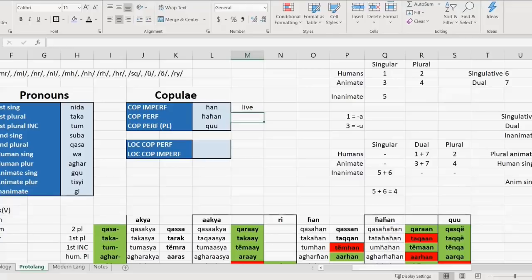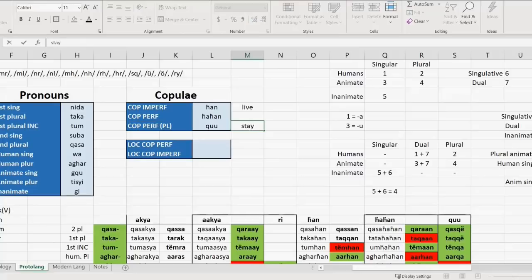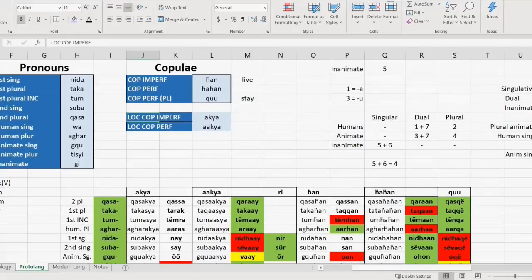Something along those lines. But then this would be an entirely different verb root that's just used for when the subject is plural. And it's also exclusively for the perfective, so it would maybe already have some sort of past tenseness baked into it. So I'm thinking something like stay. So they stay big. Kind of implies they used to be big, and they're still big. And then the locative copula in the imperfective is this akya root, which I think we said would come from stand or sit or something similar. It almost doesn't matter. And then the perfective is just the reduplicated form of that.